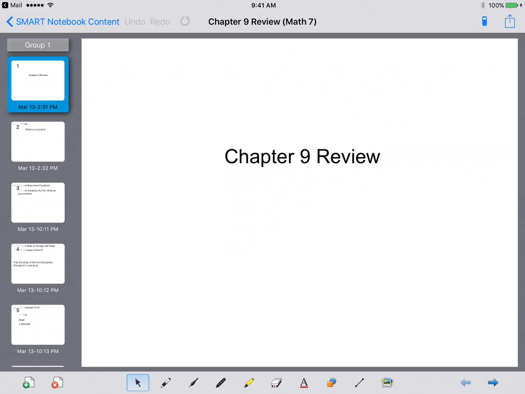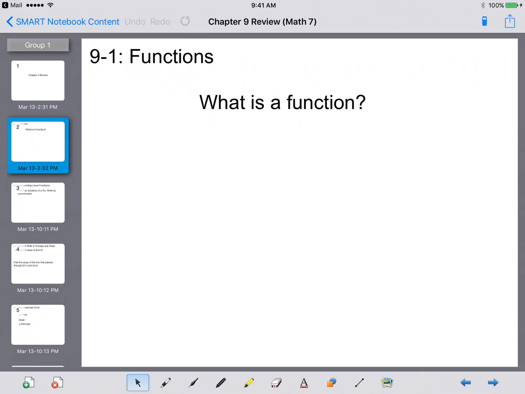Today we are going to be going over the Chapter 9 review to get you ready for the Chapter 9 test. So first off, functions. What is a function?